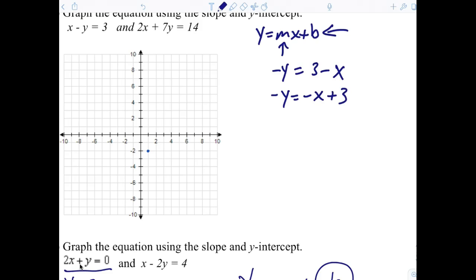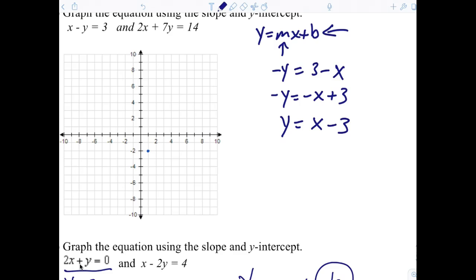Do you recall what I said? Negative in front of a variable means just change the signs. Everybody hear me? Negative in front of the variable means change the signs. So when I change the signs, this becomes y equals x minus 3. Anybody have any questions with that?